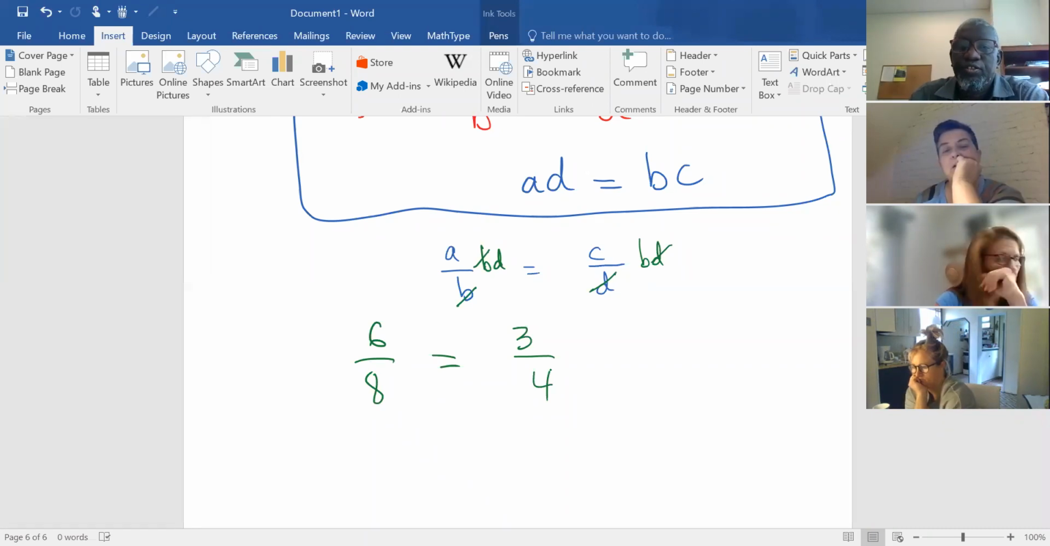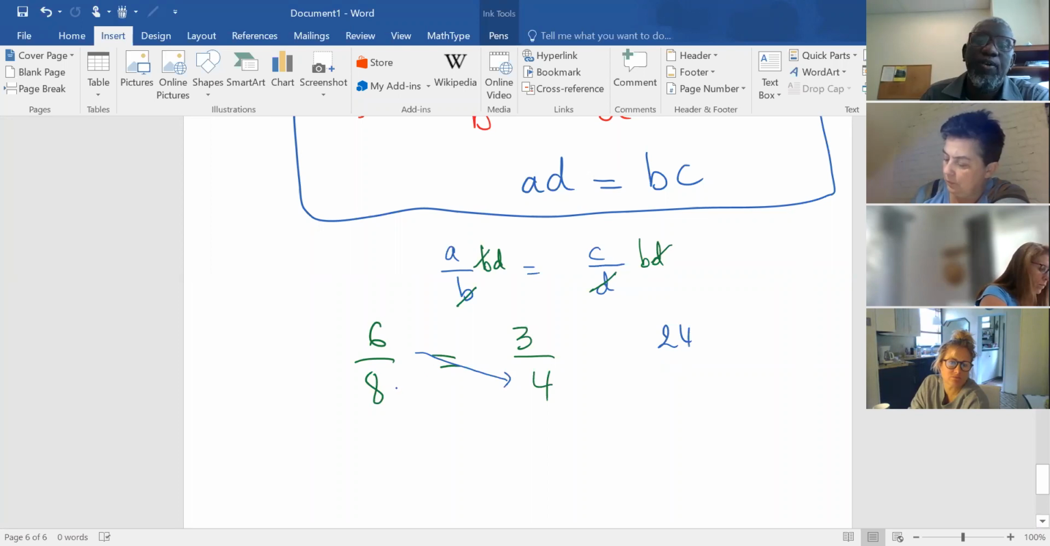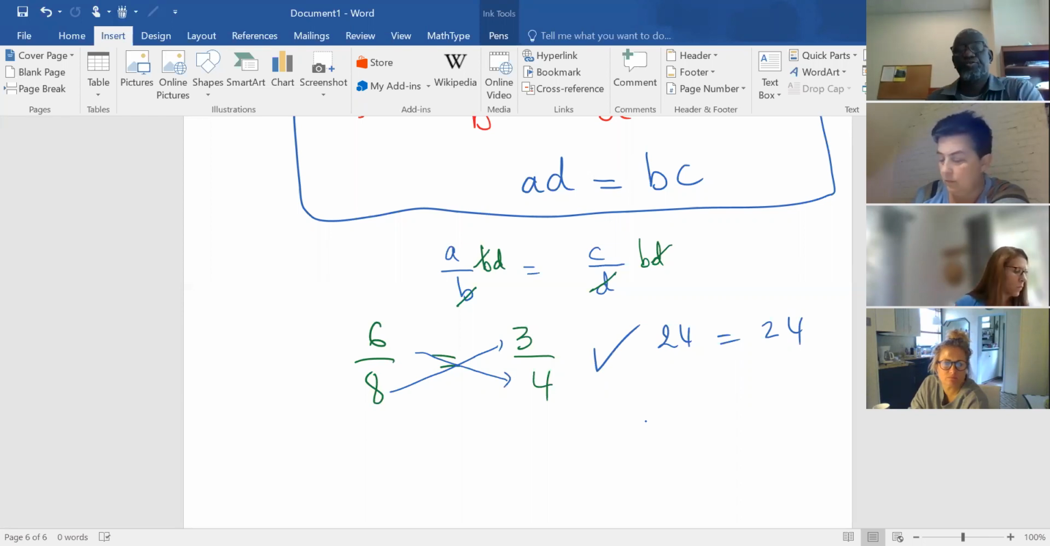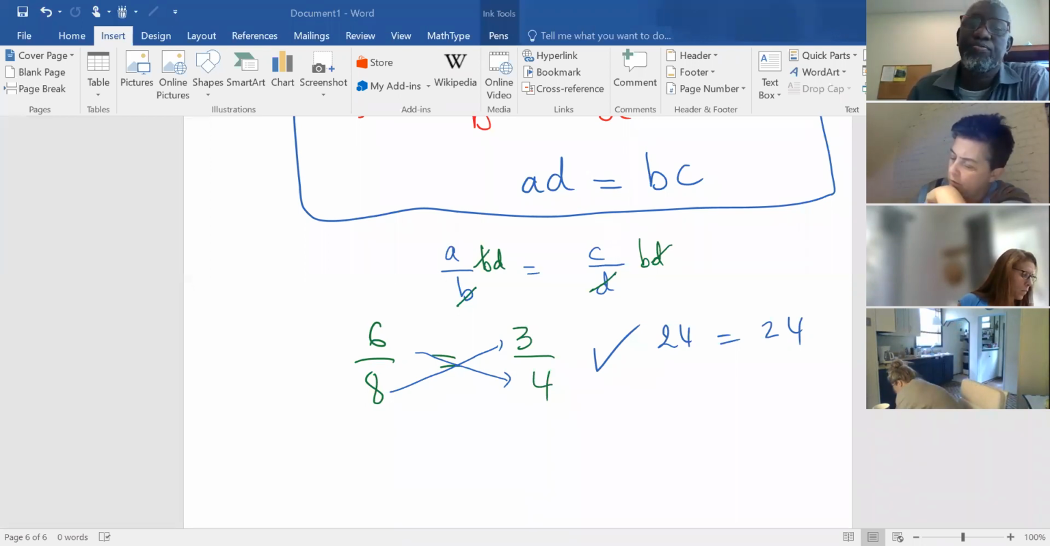So the cross multiplication, what is 6 times 4? It's 24, right? And what is 8 times 3? Also 24, so that is true, okay? So that is every time you have a single fraction equal to another single fraction, then you can go ahead and cross multiply, right?